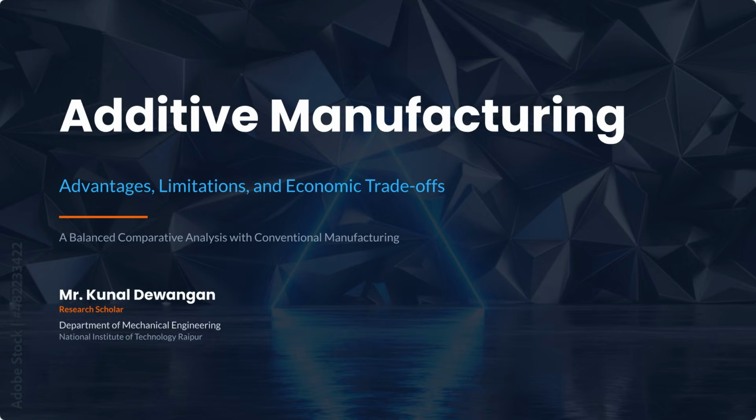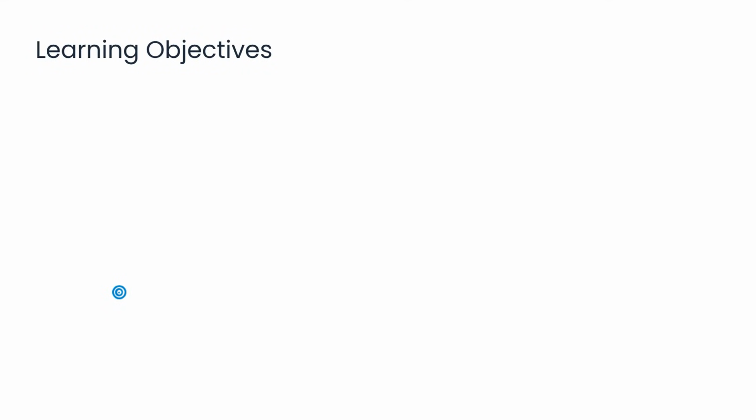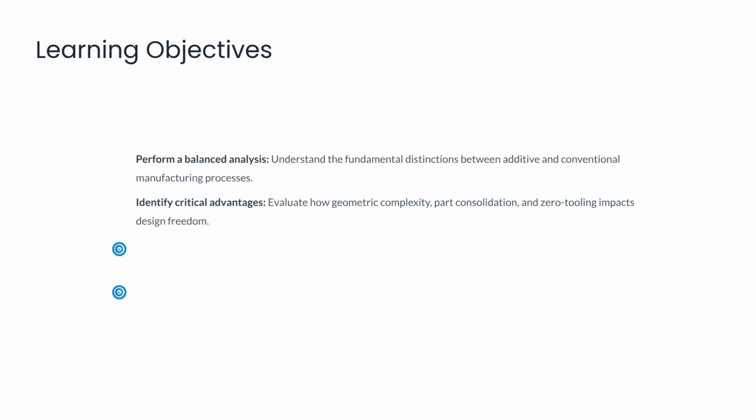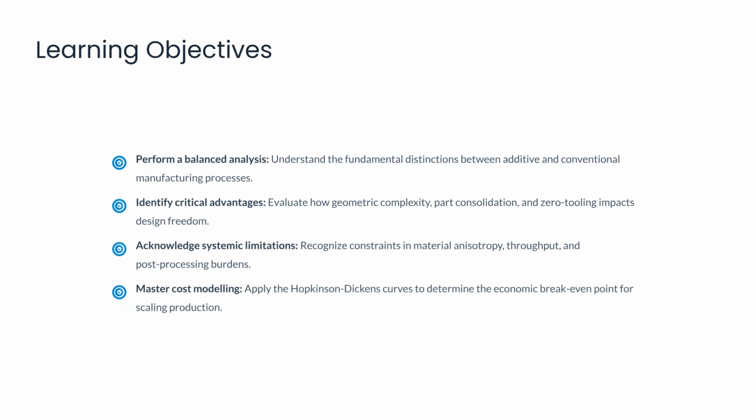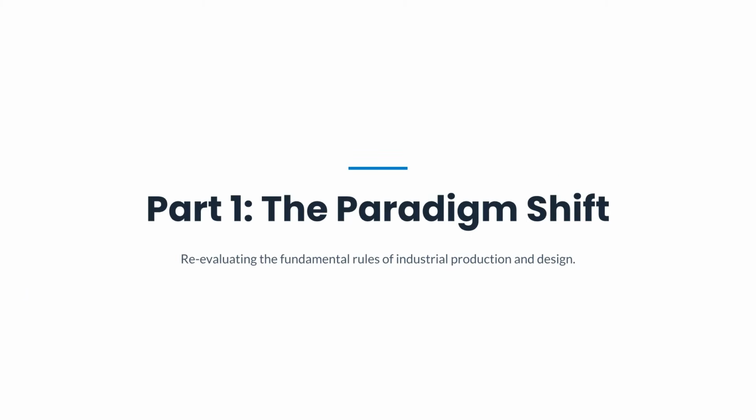This video provides a balanced comparative analysis between additive and conventional manufacturing, exploring advantages, limitations, and economic trade-offs. In this video, we will distinguish between manufacturing processes, identify design freedom advantages, acknowledge systemic limitations, and master cost modeling for scaling production. Let's begin by looking at the paradigm shift in industrial production and design.